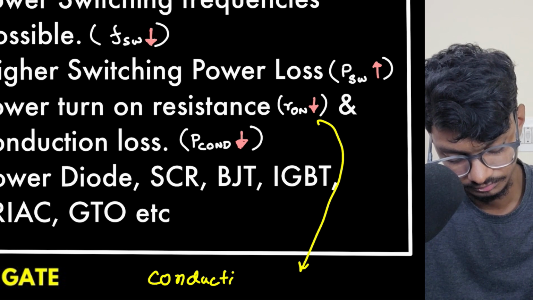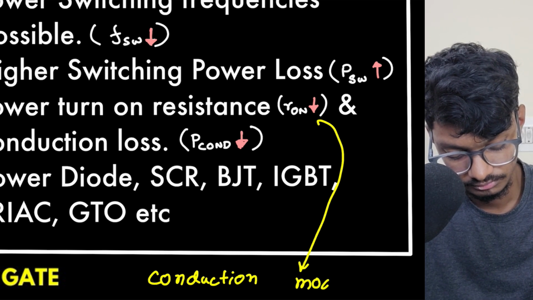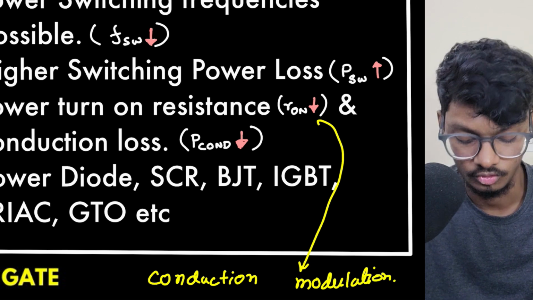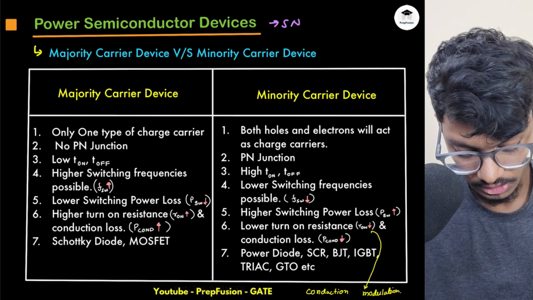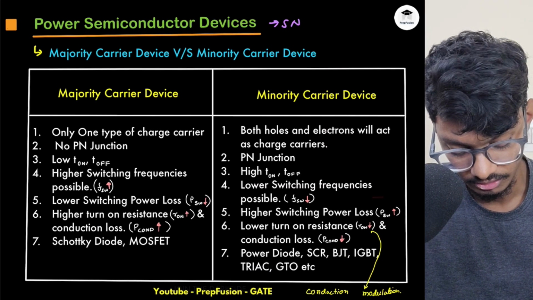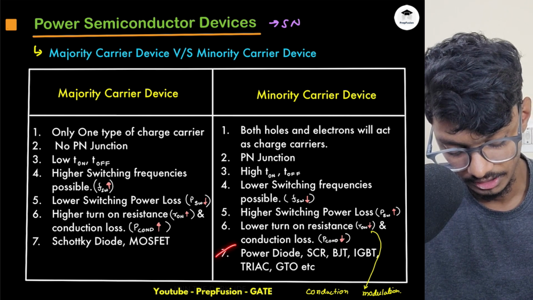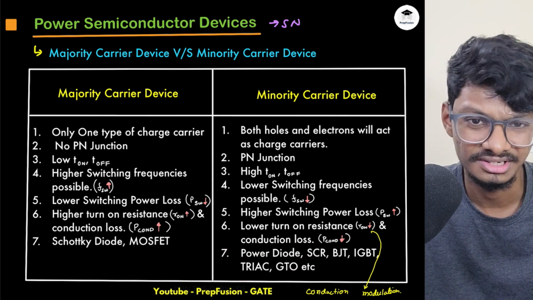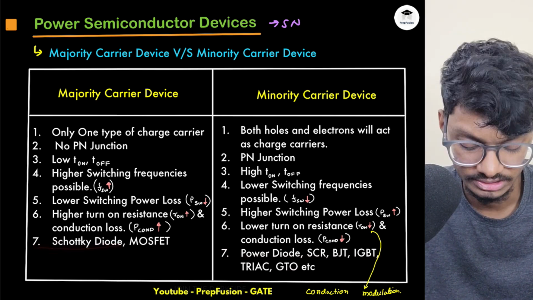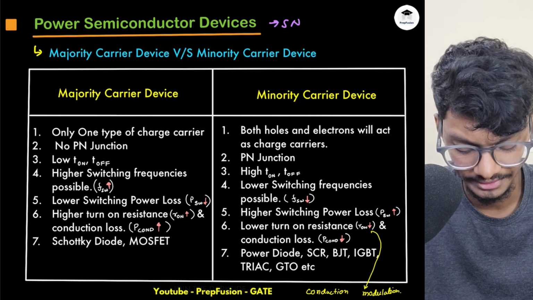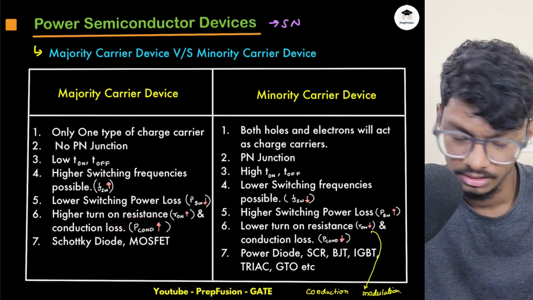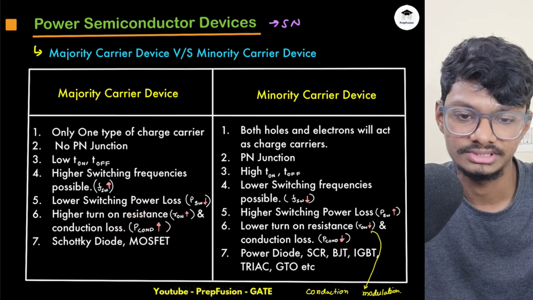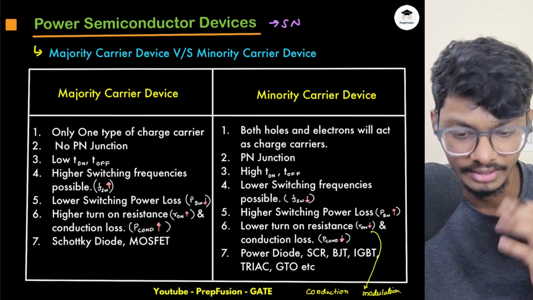Conduction modulation. Okay, and we will understand this later on, don't worry. And the examples for minority devices are power diode, SCR, BJT, IGBT, TRIAC, GTO, and for majority devices the examples are Schottky diode, MOSFET and other devices as well. So these are the examples. These are the main crux of majority and minority charge carrier devices.